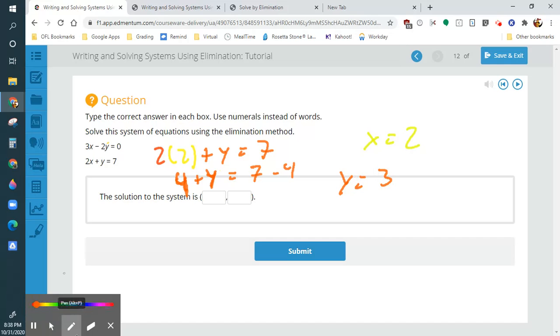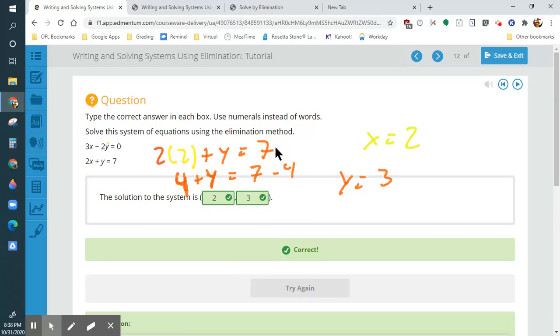So therefore, my answer is that the x value where these two lines meet is 2, and the y value where these two lines meet is 3. And that's how you get your answer.